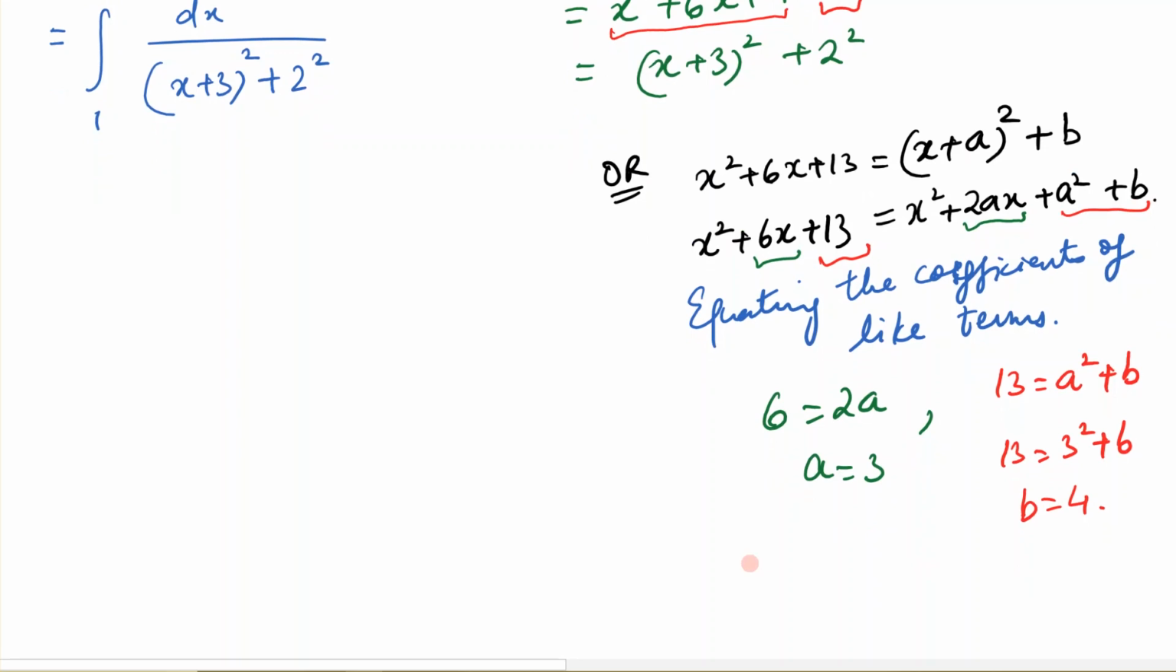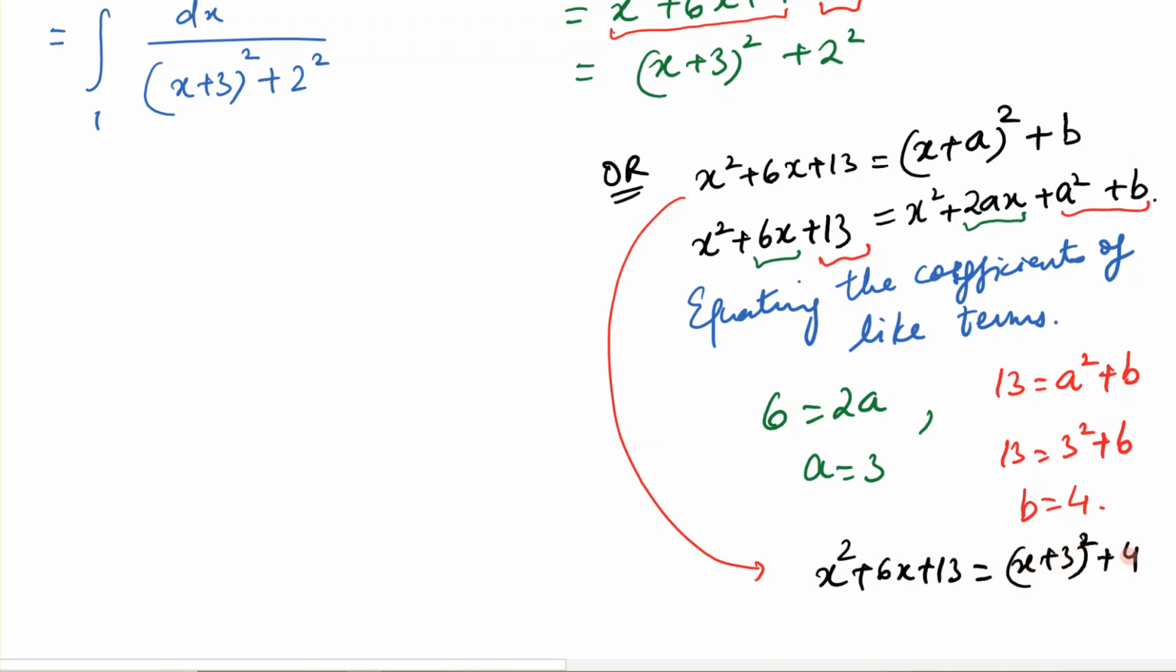So it means we can rewrite this as x square plus 6x plus 13, which can be written as (x plus 3) whole square plus 4, and then 4 can be written as 2 square. So if it is not intuitive, you can follow the proper procedure to complete your squares.